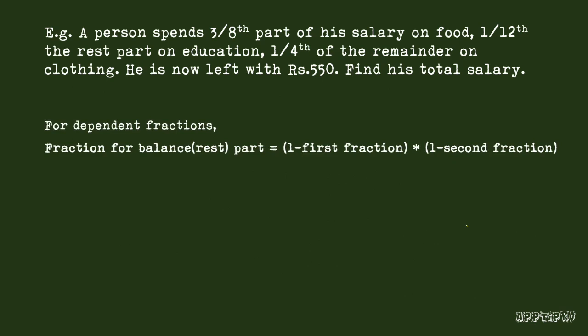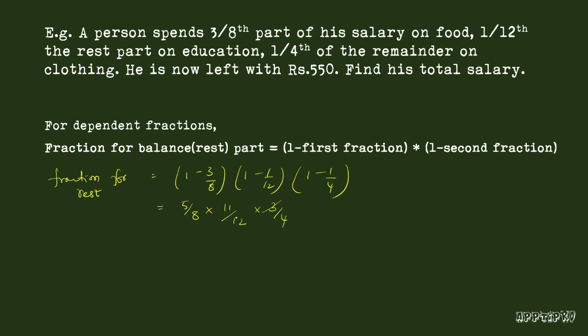For dependent fractions, the fraction for the rest part is equal to 1 minus the first fraction, multiplied by 1 minus the second fraction, and multiplied by the next 1 minus the next fraction. So the fraction for the rest part is equal to (1 minus 3/8) (1 minus 1/12) (1 minus 1/4), which gives 5/8 multiplied by 11/12 multiplied by 3/4.